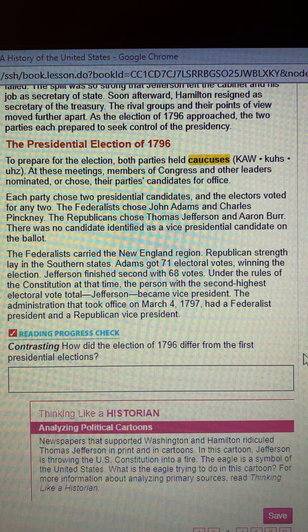Progress check. Contrasting. How did the election of 1796 differ from the first presidential elections?